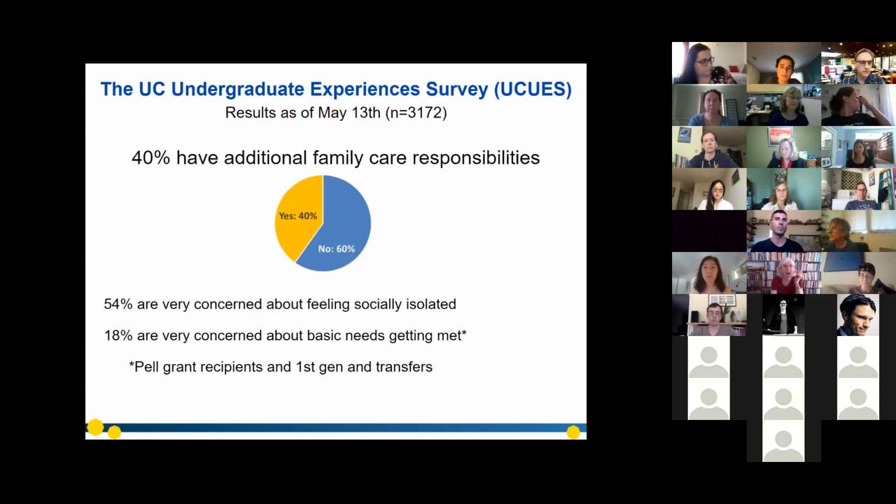And when they disaggregated this data by who was receiving Pell Grants and were maybe first generation students or transfer students, they found that a higher proportion of them were really the ones that were concerned about their basic needs. So when we're thinking about equity, these are some students that are higher risk, that we need to think about so that we're not going to leave them behind. We want to try to bring them in and make things more equal together.